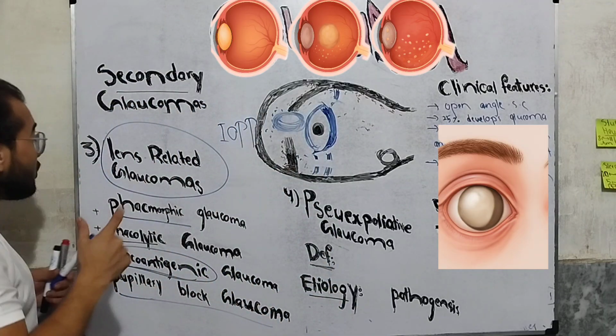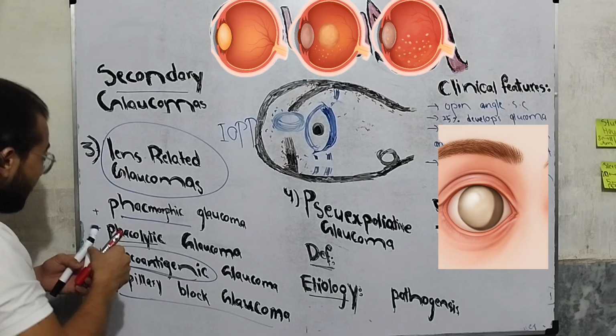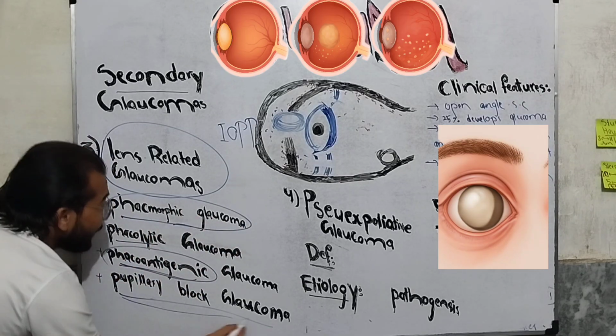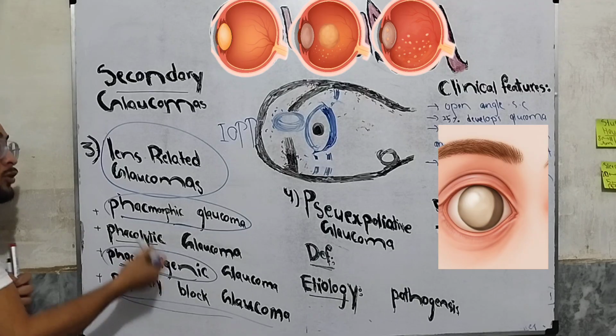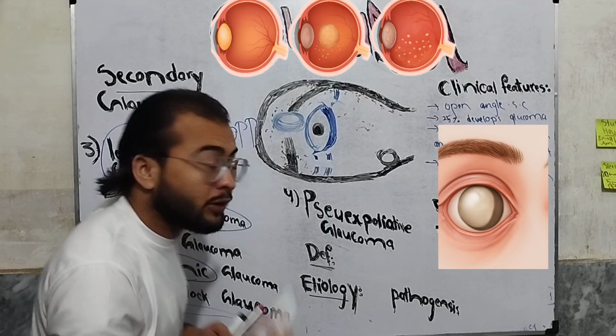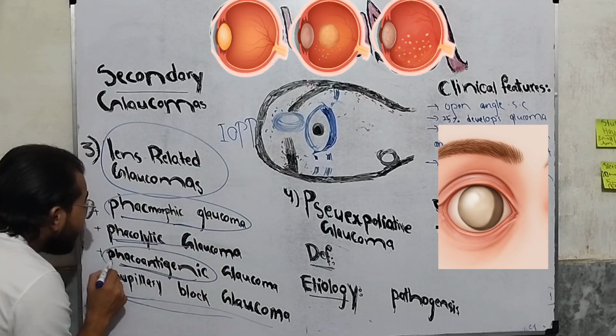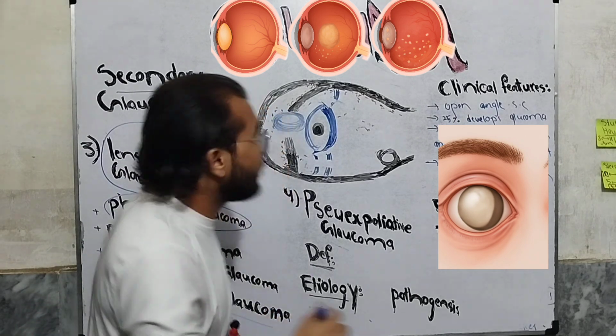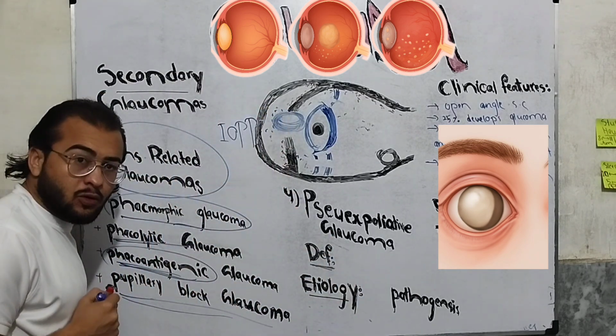Okay, so it means that the phacomorphic and the pupillary block glaucoma, they are closed angle secondary glaucomas, okay, and the phacolytic and phacoantigenic glaucomas, these are open angle secondary glaucomas due to the iris.